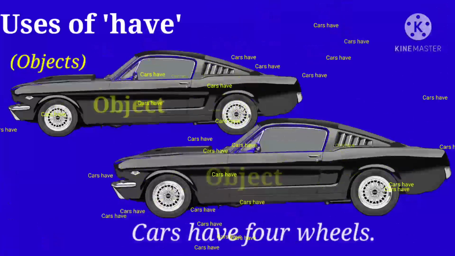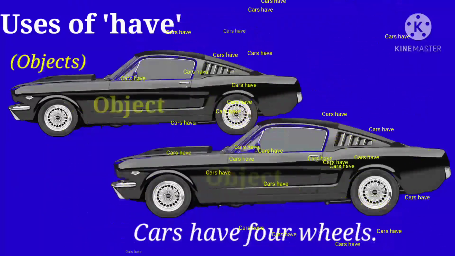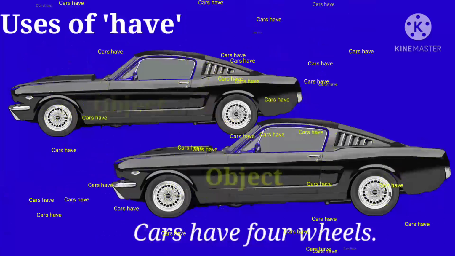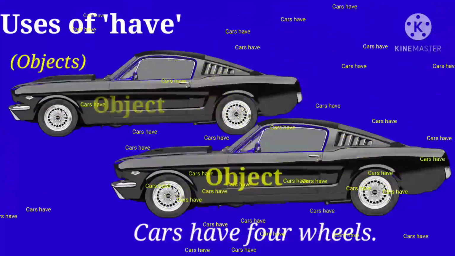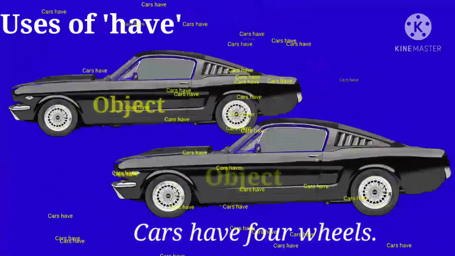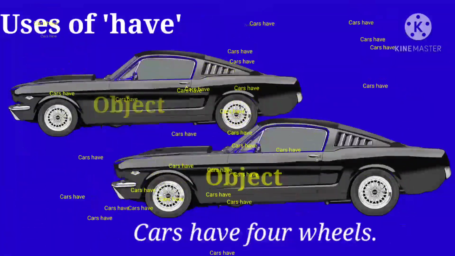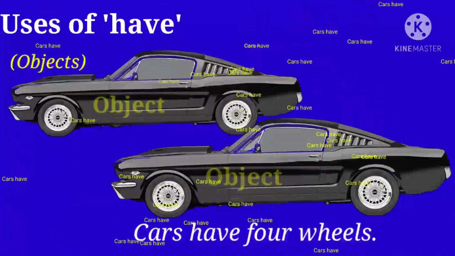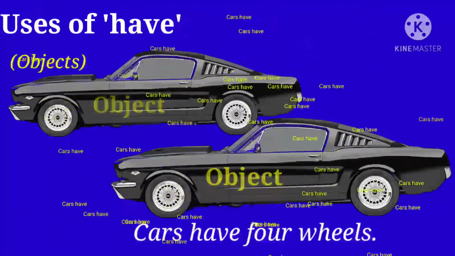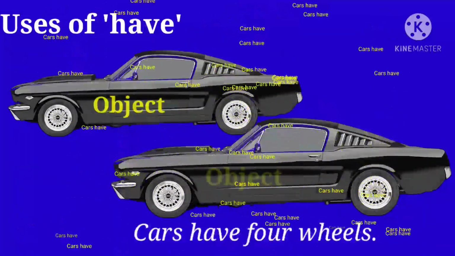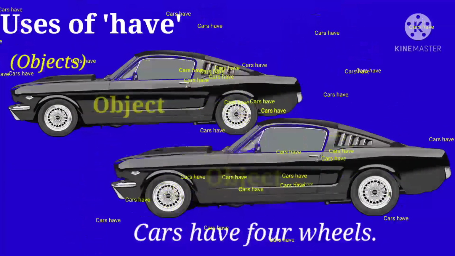Cars have 4 wheels. We are talking about more than one car. So we said, cars have. If it was only one car, then we would say, car has 4 wheels. But as we are talking about 2 cars, so we said, cars have 4 wheels.